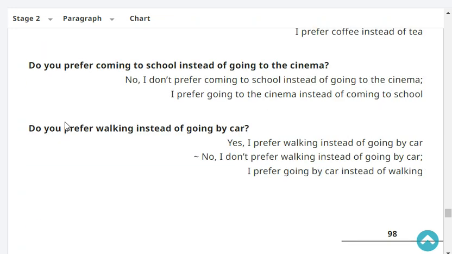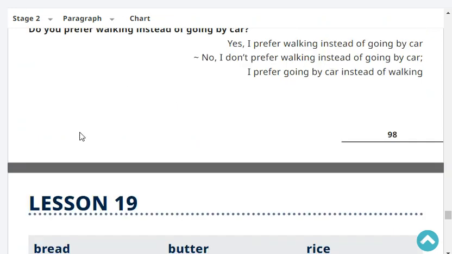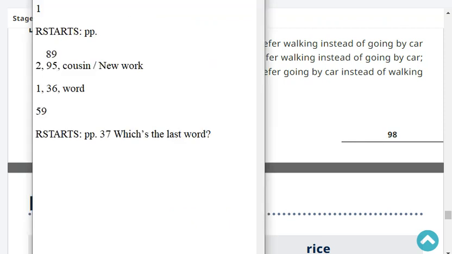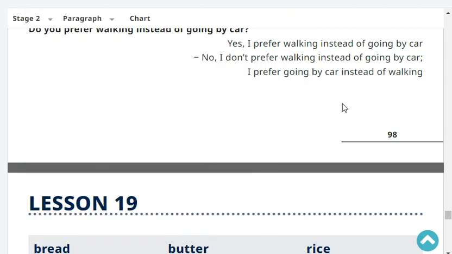Do you prefer walking instead of going by car? Yes or no? No, I don't prefer walking instead of going by car. I prefer going by car instead of walking. Very good.